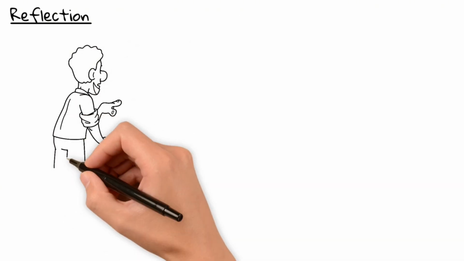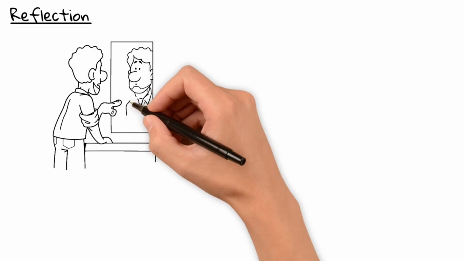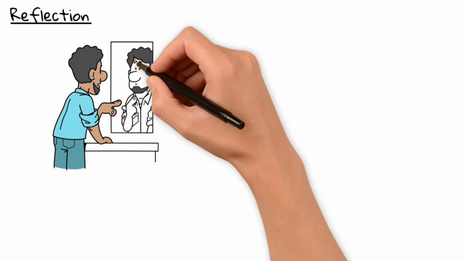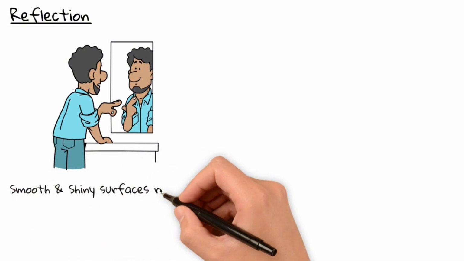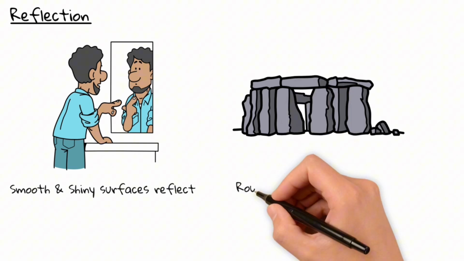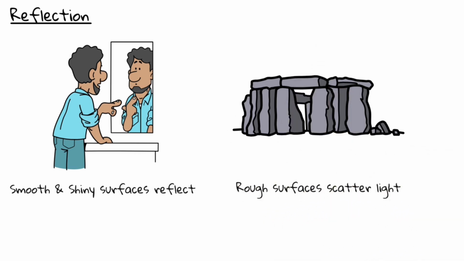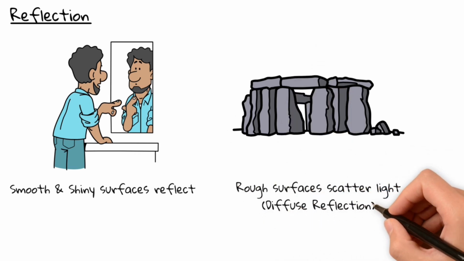Let's start with reflection, something we see every day in mirrors. When a light ray hits a surface like a mirror, some or all of it is reflected. But which rays get reflected? It depends on the surface. Smooth, shiny surfaces reflect more light. Rough surfaces scatter it in all directions. This is called diffuse reflection.